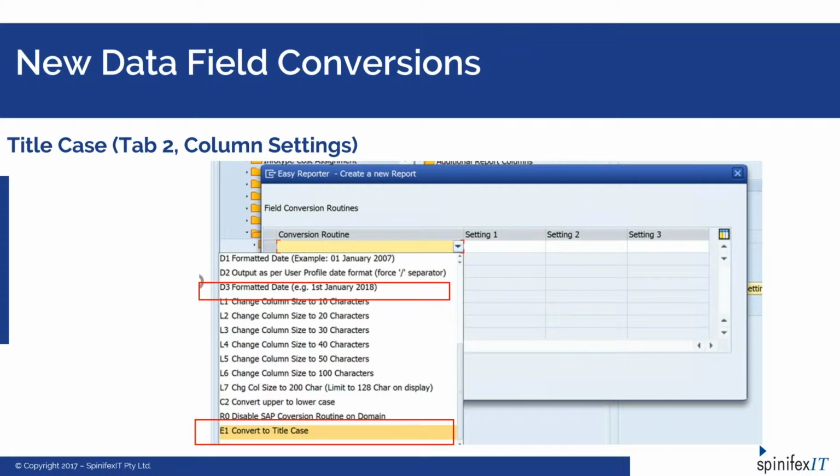Just to show you where to access these new conversions, recall that conversion routines are found under Column Settings when working on tab 2. And as you can see in the drop-down here, we have the new Convert to Title Case option in the list, as well as the new date format.